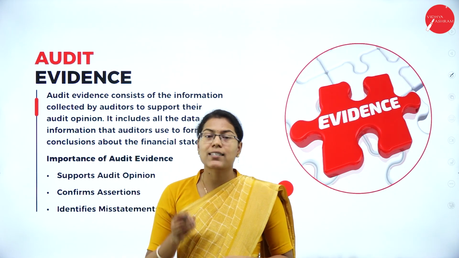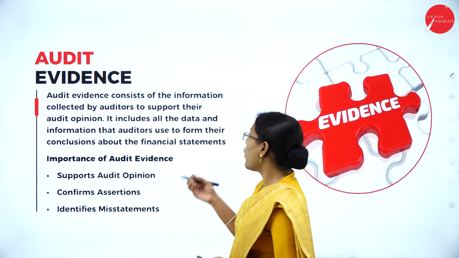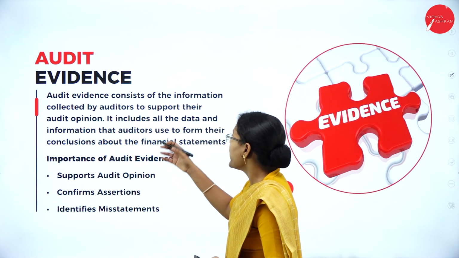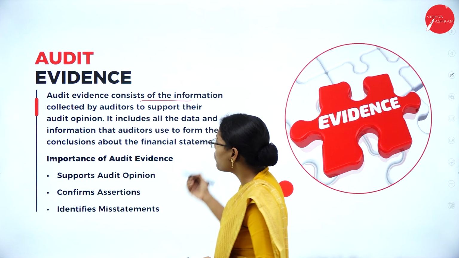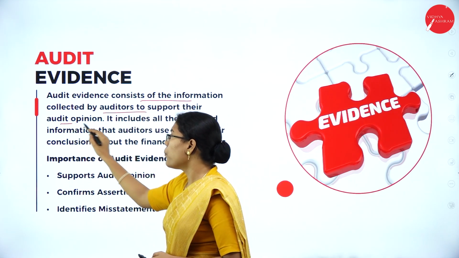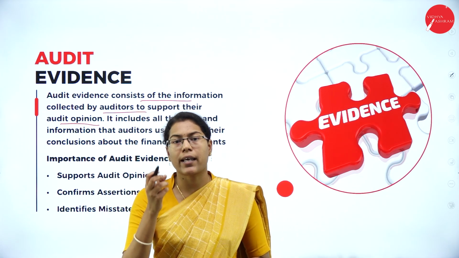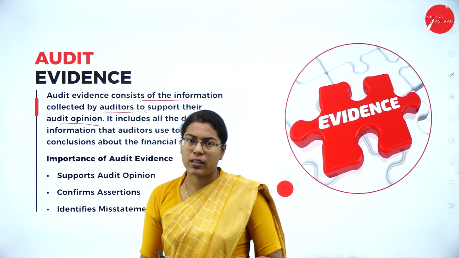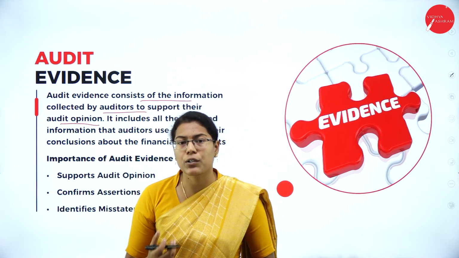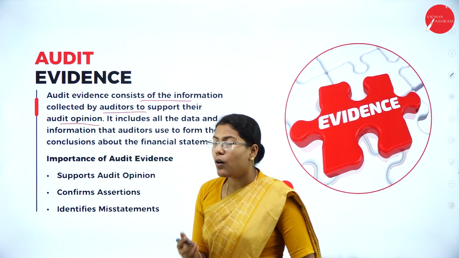Audit evidence, as the name itself indicates, consists of all the information that is needed to prove something. So the audit evidence consists of the information collected by the auditors to support their audit opinion. Say for example, they have given an opinion that the company's accounts are true and accurate. So what is the evidence for supporting this opinion or conclusion? These are the information that is collected by the auditors.